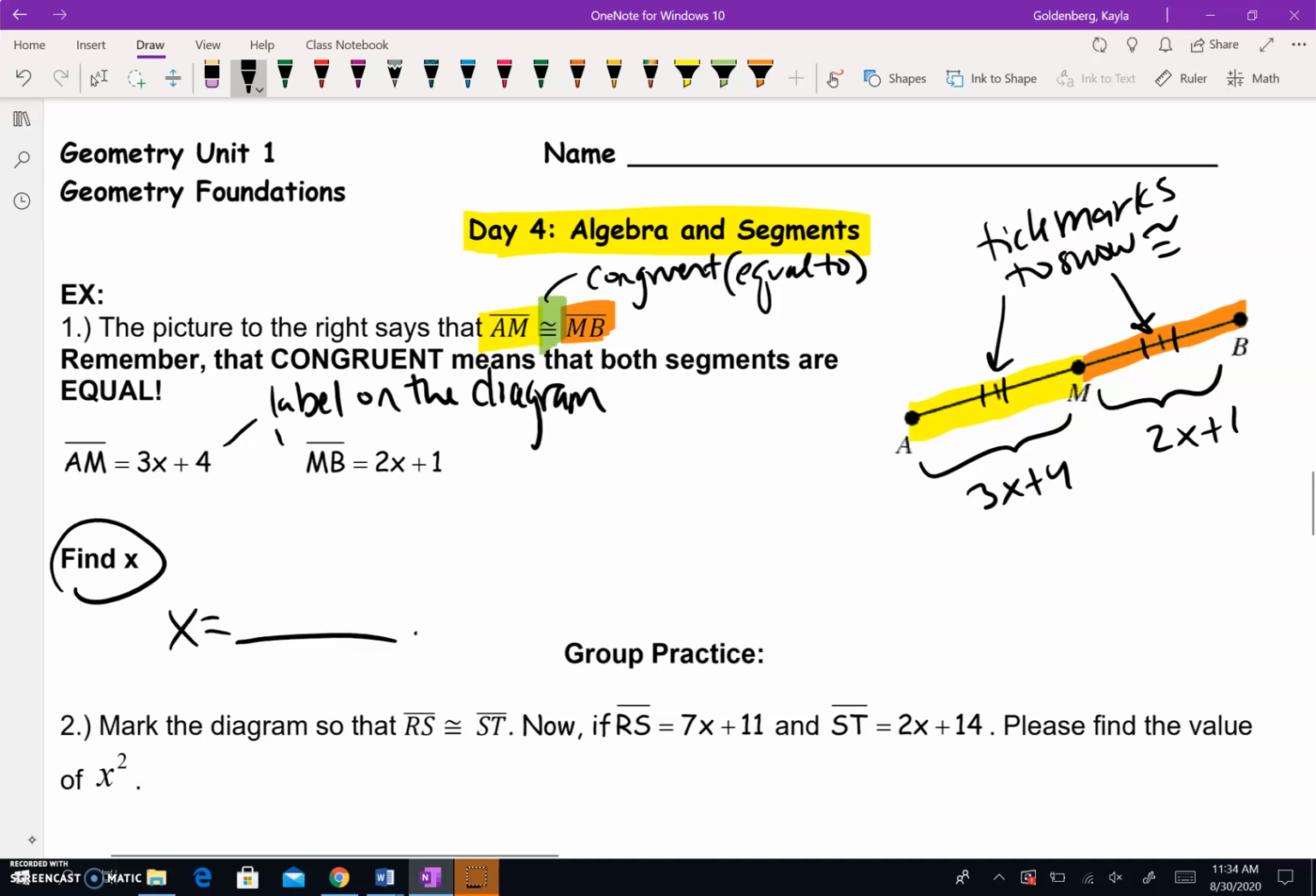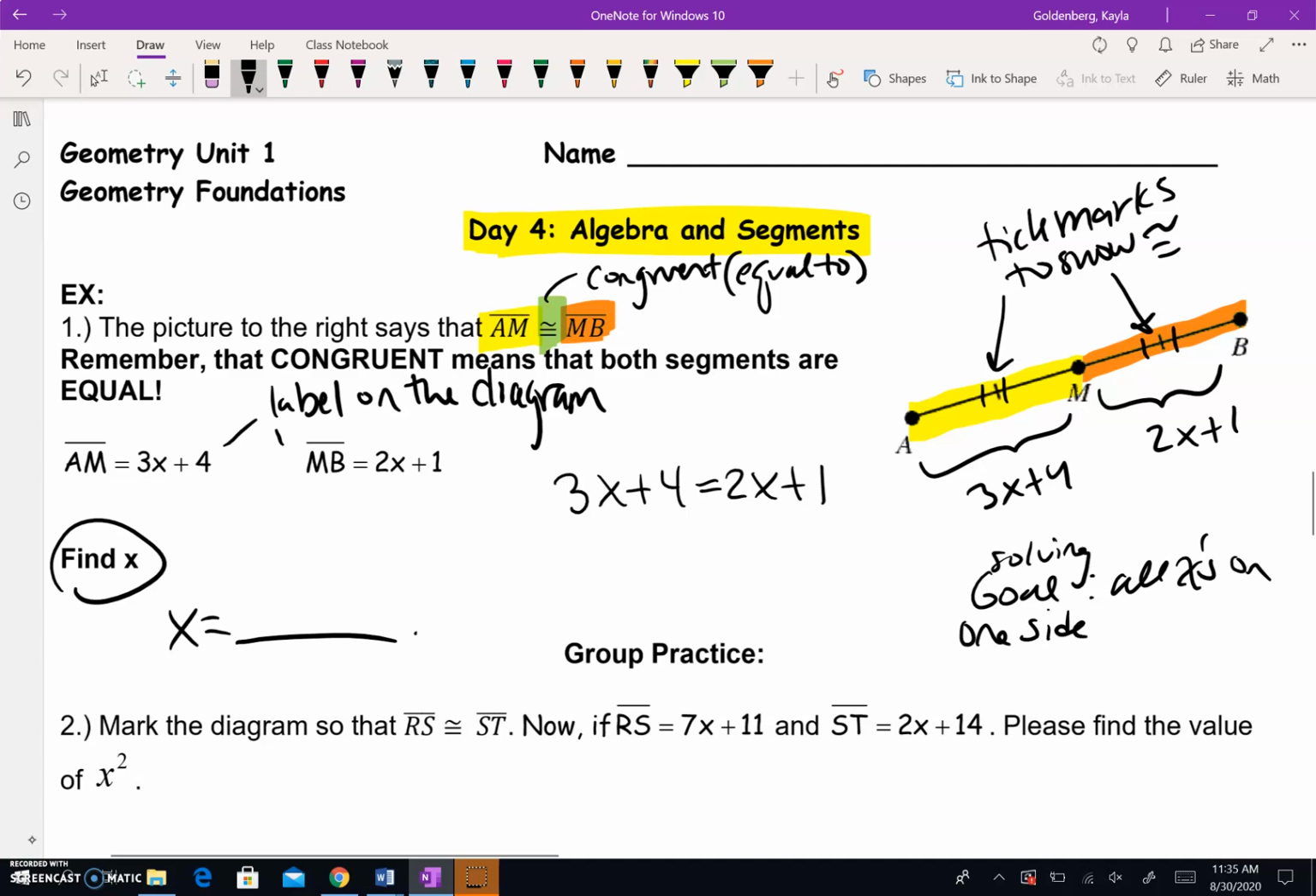To figure that out, we're going to use the fact that those 2 segments are congruent, and set up an algebraic equation: 3x plus 4 is equal to 2x plus 1. My goal when I'm solving is to get all my x's on one side and all my numbers on the other. So I'm going to make a little note of my solving goal: get all x's on one side, and all of my regular numbers on the other.